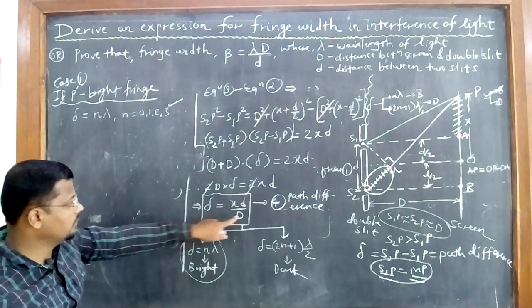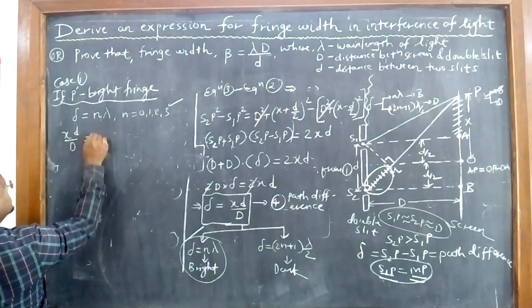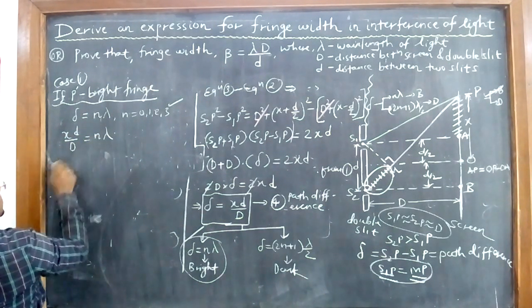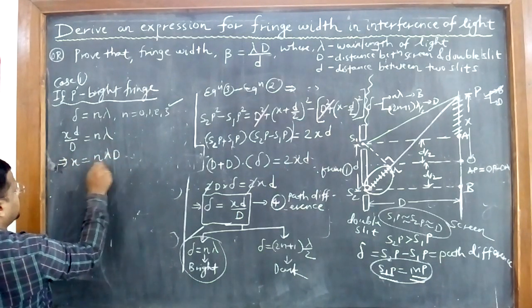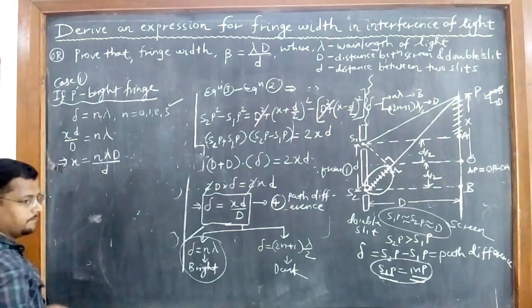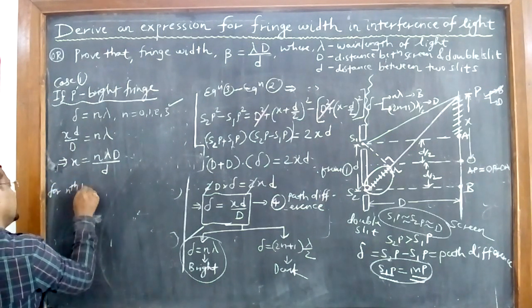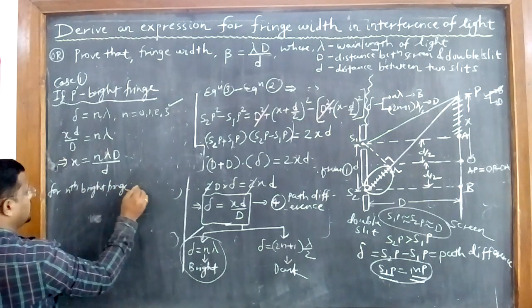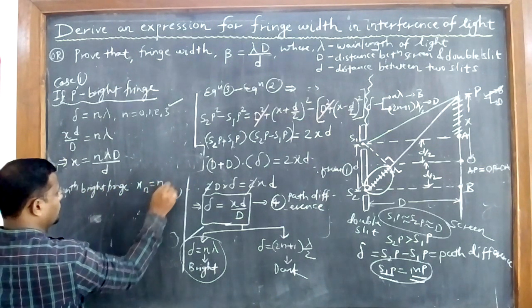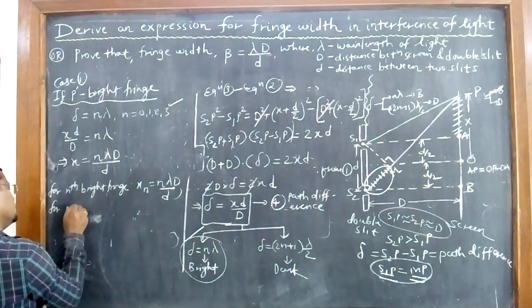Now from equation number 4, what is delta equal to? Small d x by capital D is equal to n lambda. So this implies x is equal to n lambda capital D divided by small d. Now I am writing this for the nth bright fringe: xn is equal to n lambda capital D by small d.